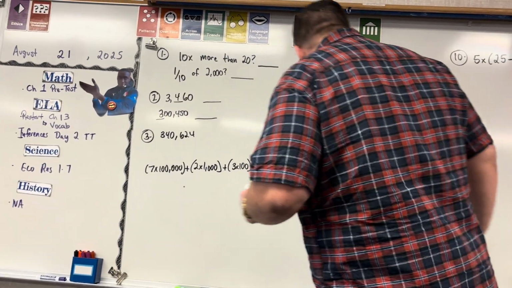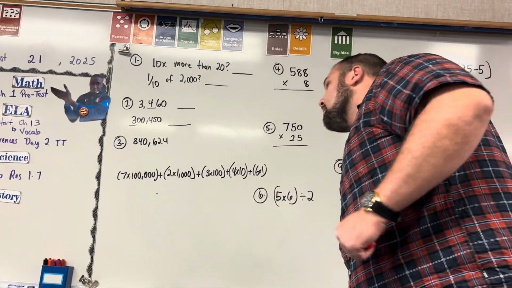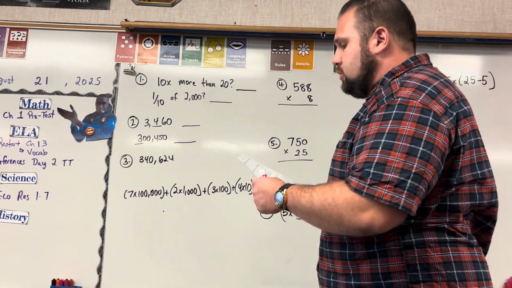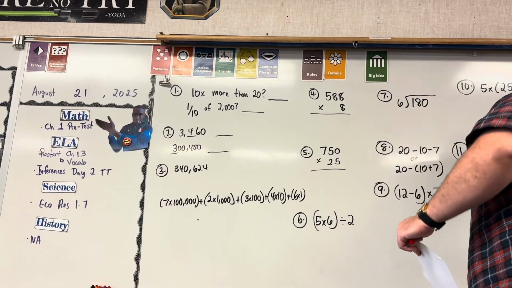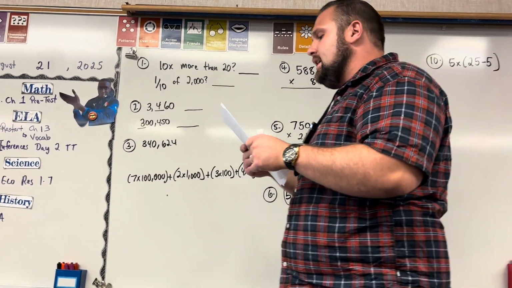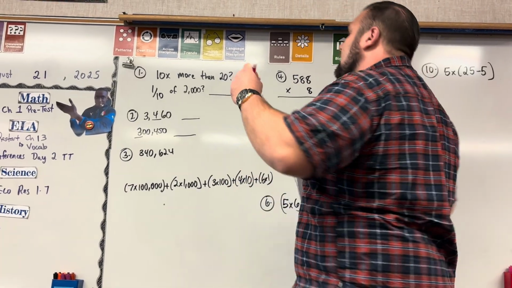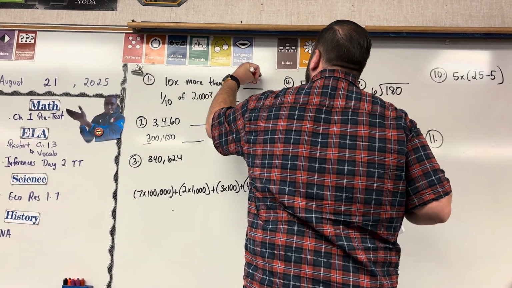All right, so looking at your study guide, good. Number 1 says 10 times more than 20. And even on your pretest, I say if you're multiplying something by 10, you add a 0. So if we add a 0 to 20, it makes it 200.